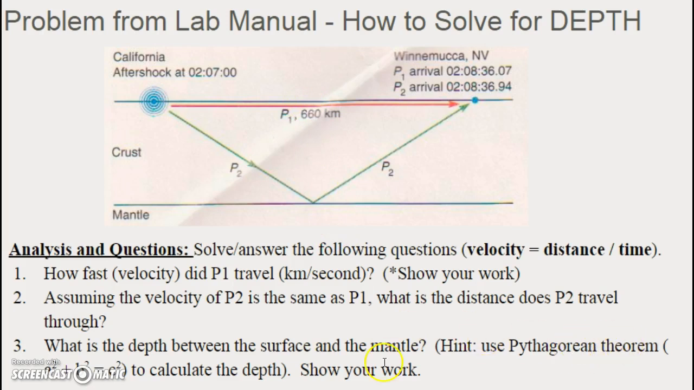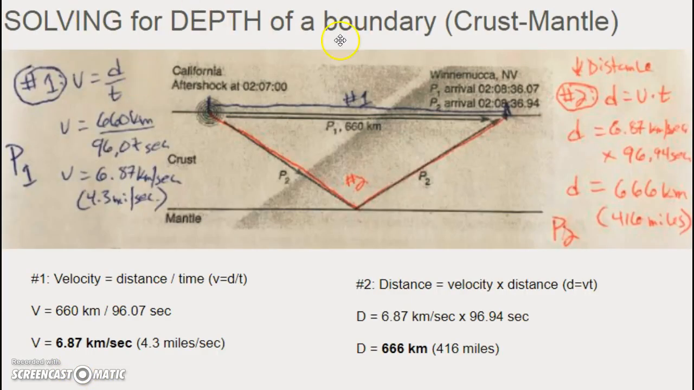So we're going to use the Pythagorean theorem. It's where we use a squared plus b squared equals c squared. We're going to isolate and solve for one of the sides of the triangle, and I'll do this with you. So let's solve for the depth of the boundary.